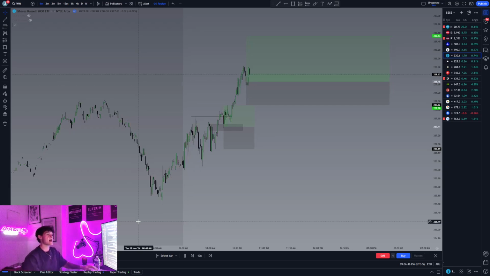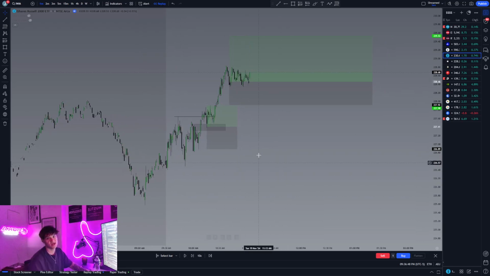Bang. Just like that. Beautiful. Just like that. And that's how you take a break of structure and then a pullback. That's usually how we do it.